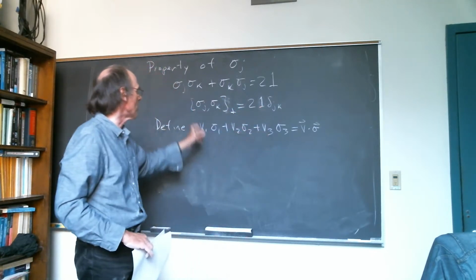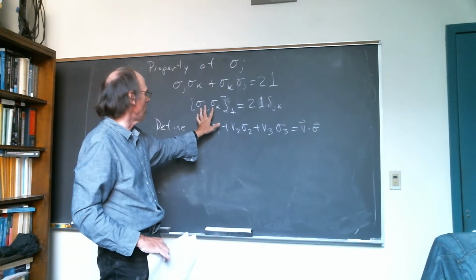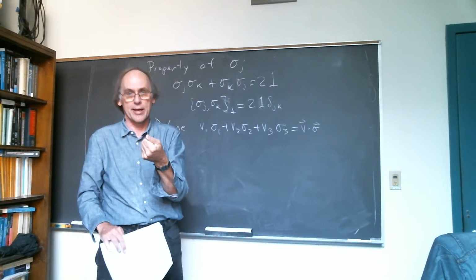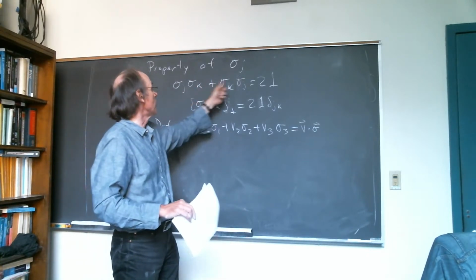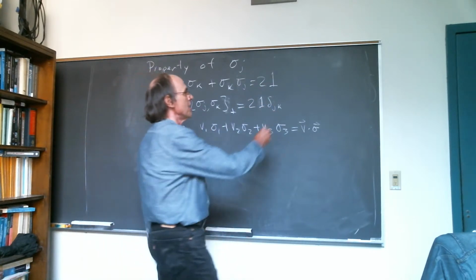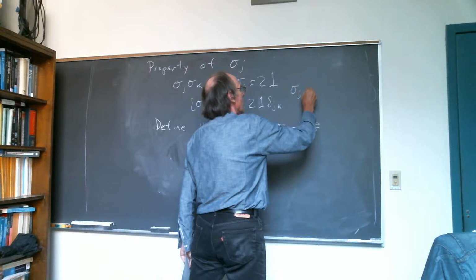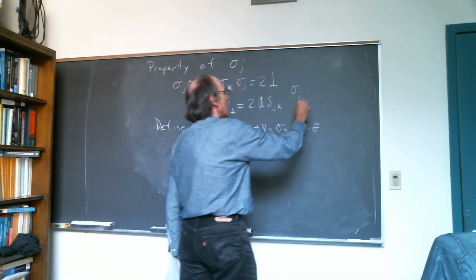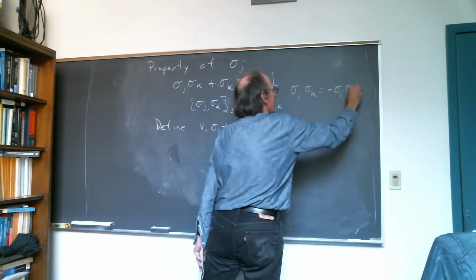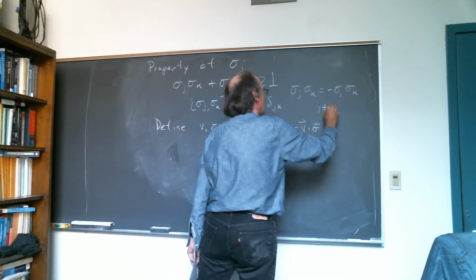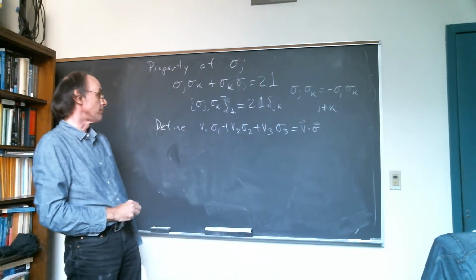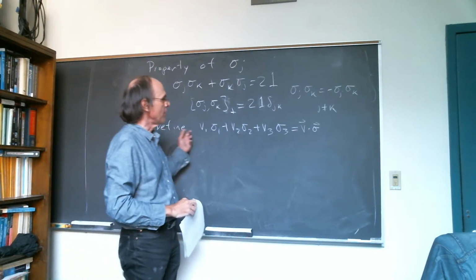So these are matrices that if you multiply them by themselves, you get the identity, and if you do this with that, you're going to get twice the identity. But I guess maybe a better thing to say is that sigma j sigma k is equal to minus sigma k sigma j for j not equal to k. That's another way of saying this.